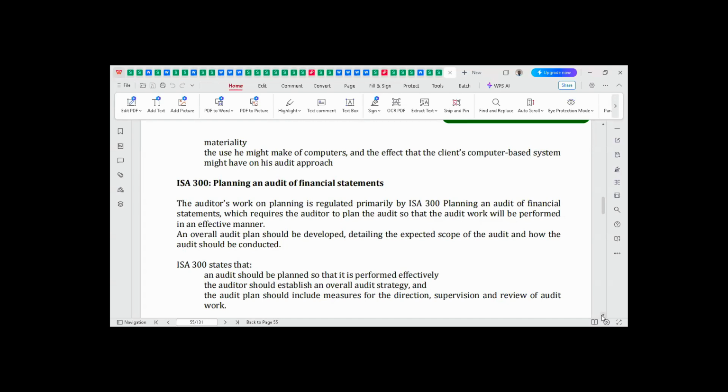Then you must ensure that your audit plan indicates measures for direction, supervision, and review of work. What do you mean by direction? So the engagement partner, that's what we started with in chapter 5, practice management, is the person that leads an engagement. So it's the one that is going to provide direction. The same person, the engagement partner, is also responsible for providing what?